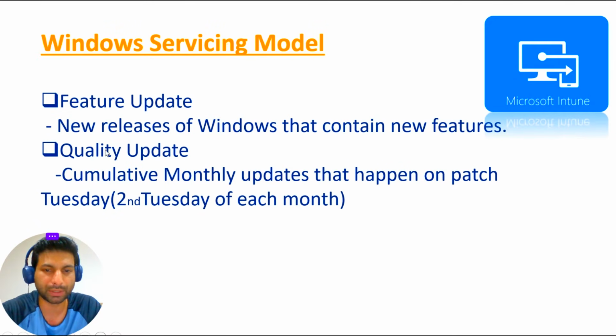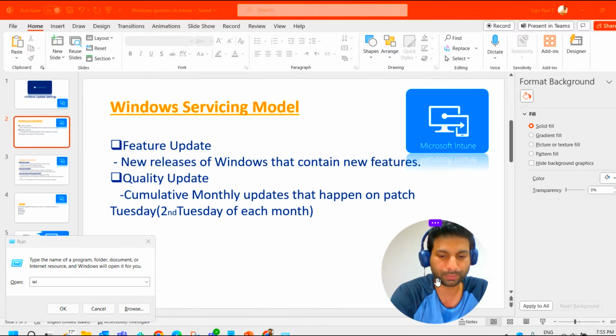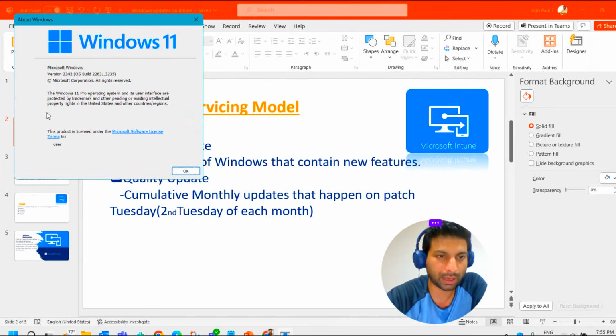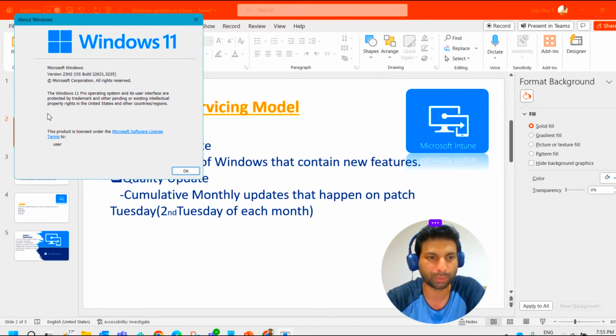So if you check it on my PC, you just go and check the Windows update in my operating system, in my laptop. If you check it in my laptop, you could see here 23H2. Here 23 stands for the year, which means this operating system version was released in the year 2023, and H2 shows it is in the second half.